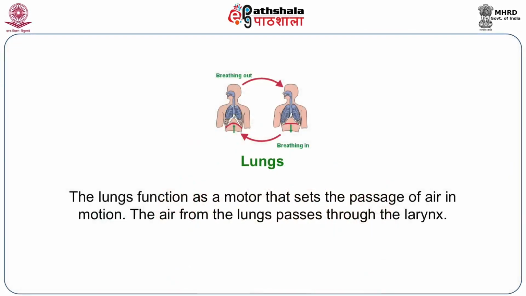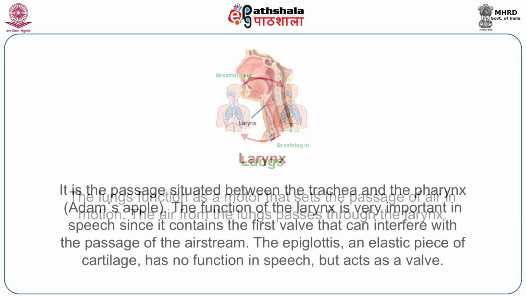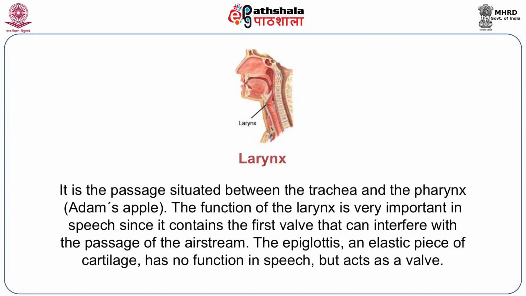The lungs function as a motor that sets the airstream in motion, which sets the passage of air in motion. Now the air from the lungs passes through the larynx. The larynx is the passage situated between the trachea and the pharynx, or the Adam's apple. The function of the larynx is very important in speech because it has a valve that can interfere with the passage of the airstream. The epiglottis, which is an elastic piece of cartilage, has no function in speech but acts as a valve. So it can interfere in the passage of the airstream.